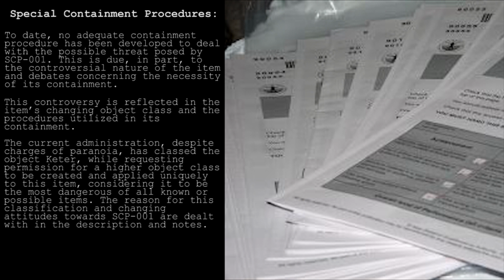The current administration, despite charges of paranoia, has classed the object Keter, while requesting permission for a higher object class to be created and applied uniquely to this item, considering it to be the most dangerous of all known or possible items. The reason for this classification and changing attitudes towards SCP-001 are dealt with in the description and notes.